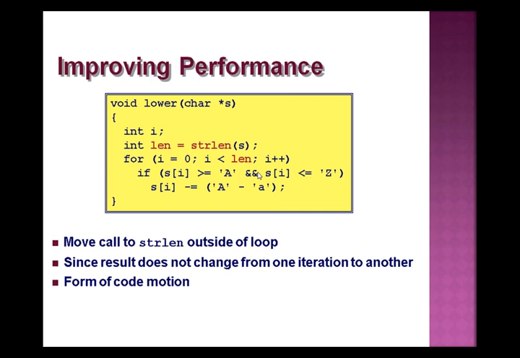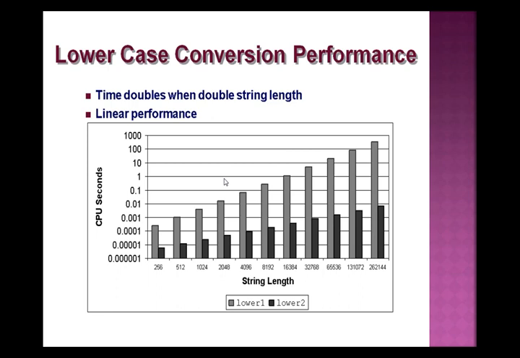Then if s[i] is greater than or equal to A, and less than or equal to Z, that is, in between A and Z, then replace capital A by small a, capital B by small b, capital C by small c, capital D by small d, and so on till capital Z is replaced by small z. The explanation says: move the strlen code outside of the loop. Why are we moving it outside the loop? The main thing is that it reduces resource usage and improves the performance of the program, since the result does not change from one iteration to another.